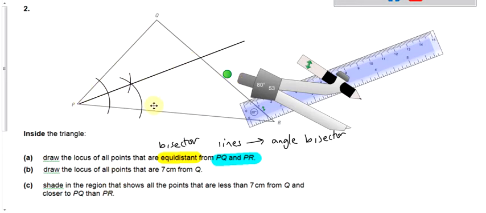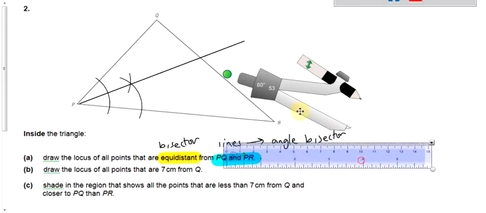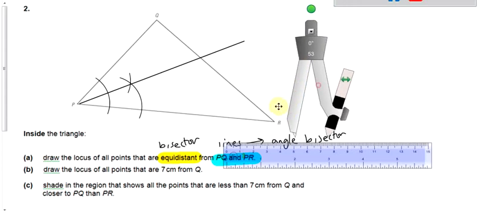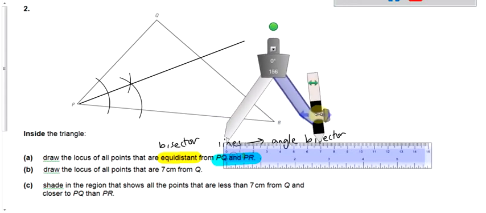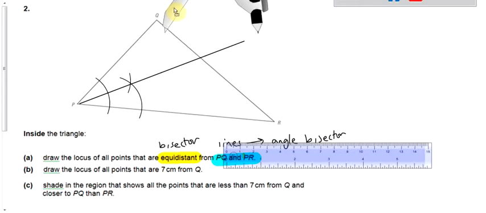Now, the locus of points that are 7 centimeters from Q. So I need my ruler, and I get my compass, and 7 centimeters from Q is a circle, so I put my compass on the ruler and I'm going to go 7 centimeters. Can you see how it's on 7? Okay, it's not exactly, but you need to be as exact as you can. They'll give you a couple of millimeters. And we stick it in Q, which is up here. Will it go in Q? Go on. There we go.